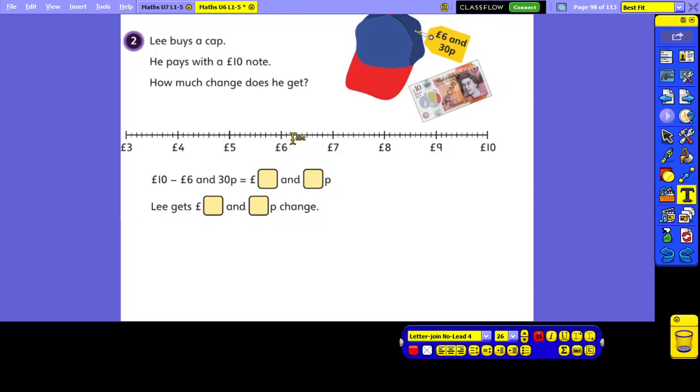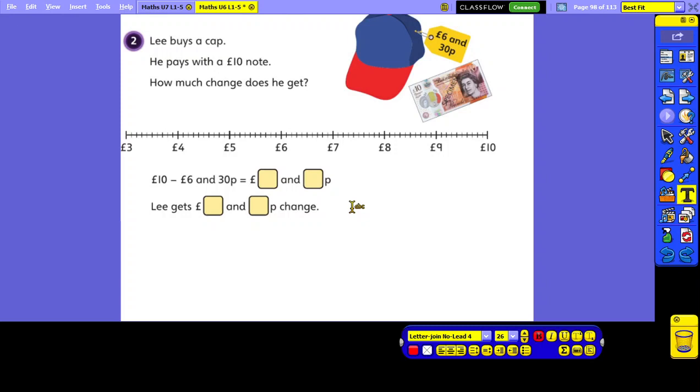I'm not quite sure. I wonder if you can work out what these little lines in between equal. If you know that each of these jumps is £1, I wonder if you can work out what the value is of those little lines in between. So your question that you're answering here is £10, which is what Lee paid with, take away £6 and 30p, which is what the cap cost, is going to leave him with what? What change does he get? I want you to pause the video at this point, and I'd like you to have a go. Off you go.